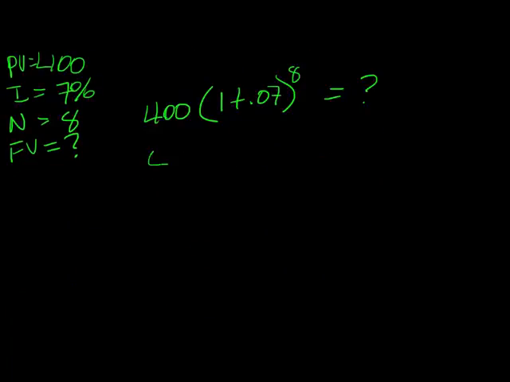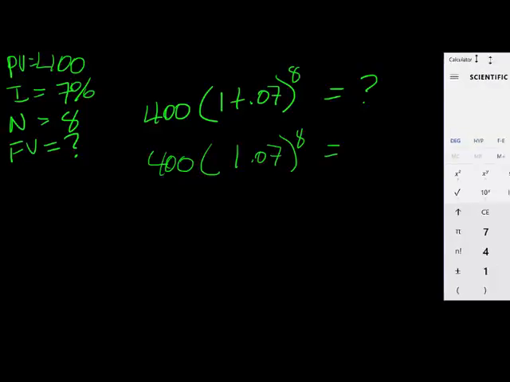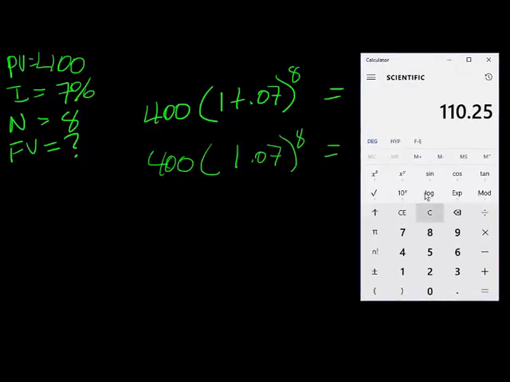So this would be the same as saying 400 times 1.07 to the 8, which, if I bring my calculator back, 1.07, I'm going to hit x to the y, or y to the x. Your calculator may say y to the x, but I'm going to hit x to the y. And then I'm going to hit 8, because 8 represents this 8 here, which equals 1.718.